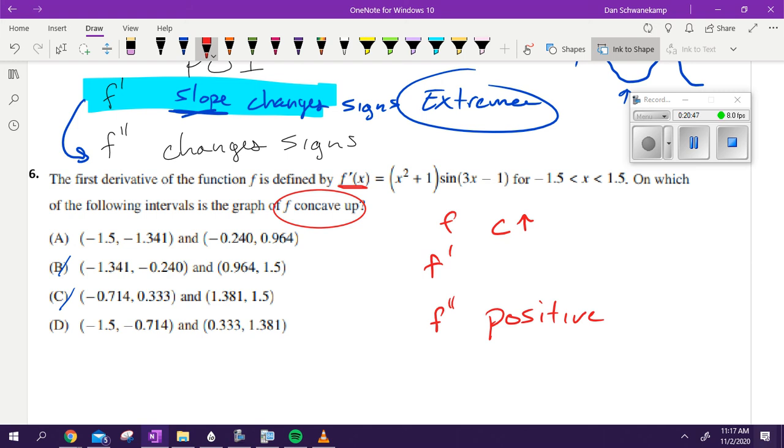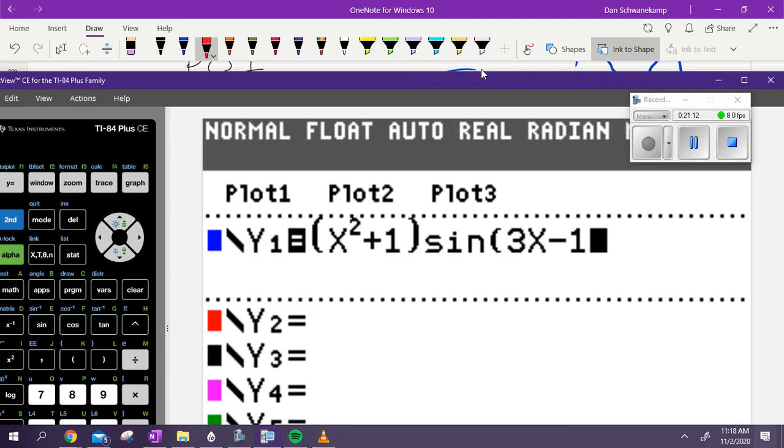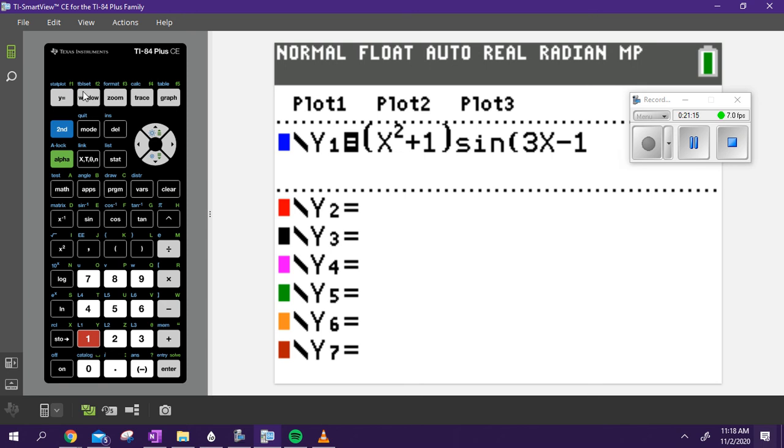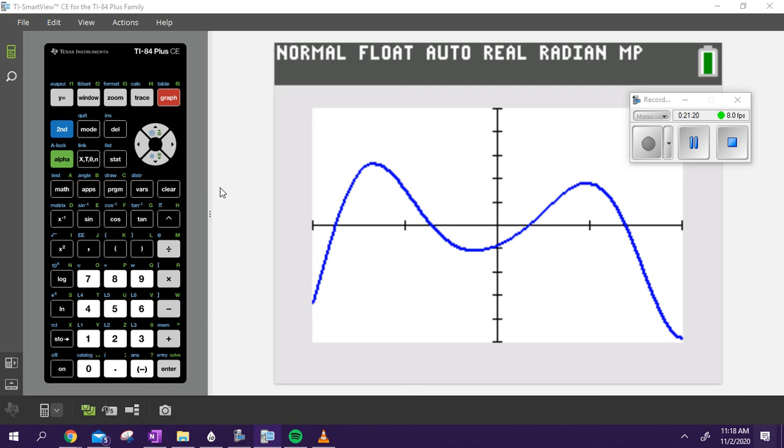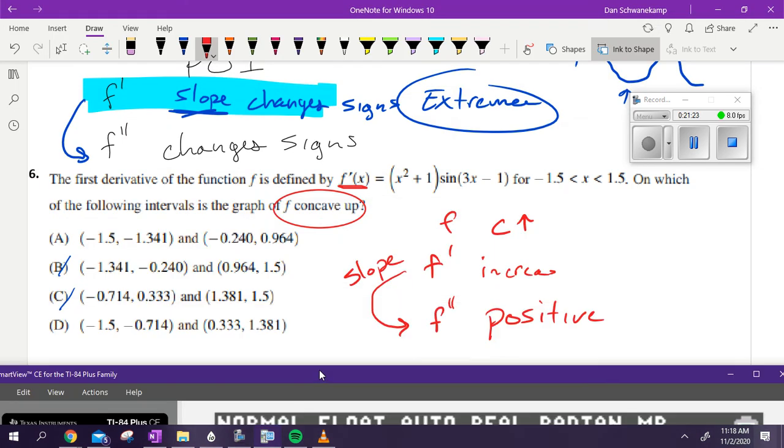What am I thinking about if I'm looking at F prime and I want to talk about its derivative? I'm looking at slope, right? To talk about something's derivative, I'm looking at the slope. So if I want the slope to be positive, what needs to be happening with F prime? Increasing is the word we're looking for there. F prime is increasing is what we're looking for. So let's look at that. Let's hit the graph button. I want to know when is F prime increasing.